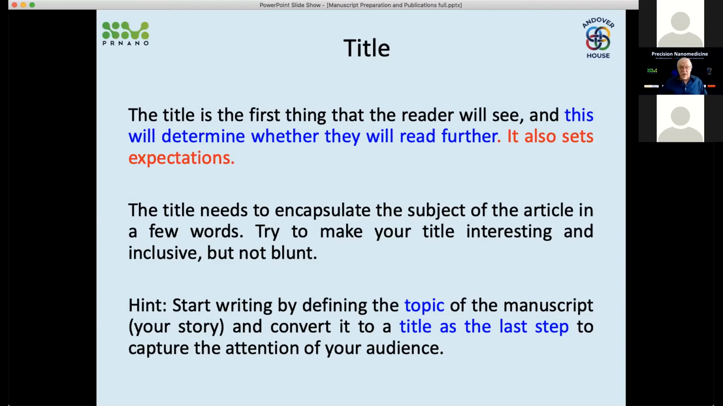The title needs to encapsulate the subject in a few words. Try to make it interesting and inclusive. I will give you a few examples. What do I mean? Start by defining the topic, your story, and convert it to the title as a last step. I always write my title as the very last step to capture attention, because remember that triangle pointing downwards? If someone doesn't read your title, you have zero chance that they will read your paper.